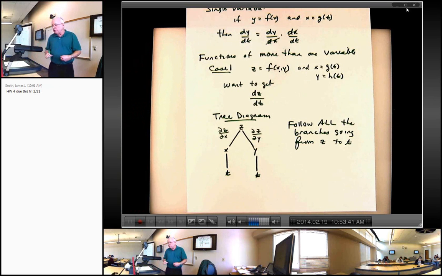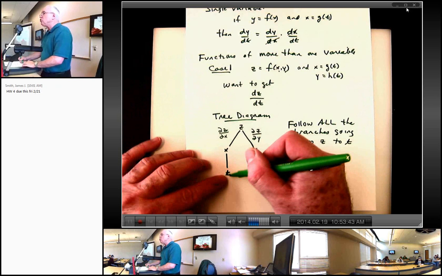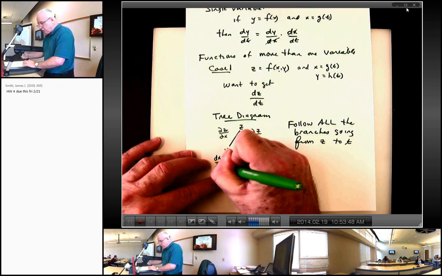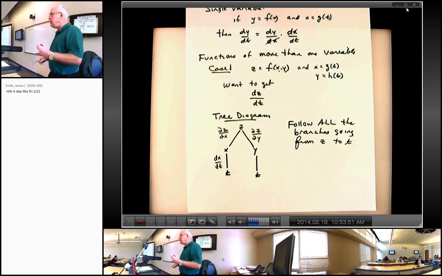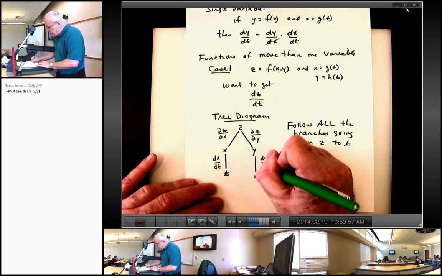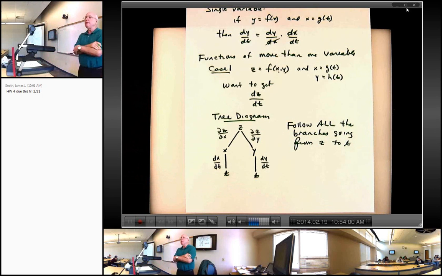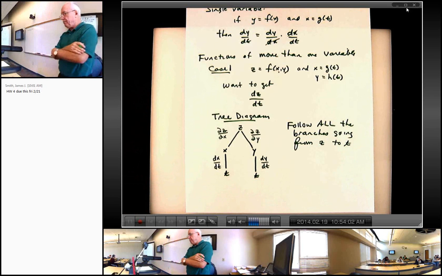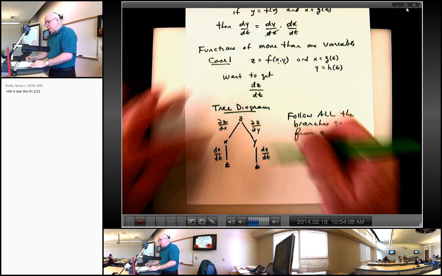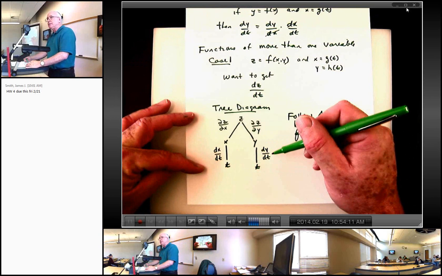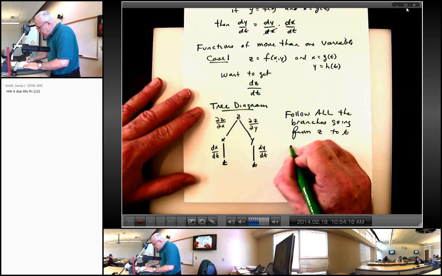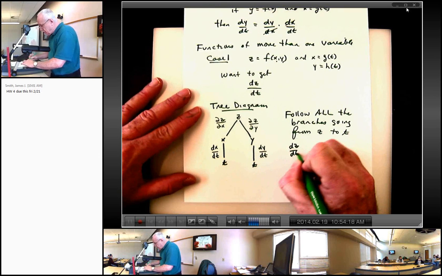Now let's go to the other two branches. x is a function strictly of t, so here for the derivative, I don't need to use the partial notation, I just use the plain d notation. And y is a function just of t, so I use the d notation. Okay, now I want to follow all the branches going from z to t. So we draw the t, we draw the various derivatives that pertain to each of the limbs of the tree. And so we have this, dz dt is equal to this.